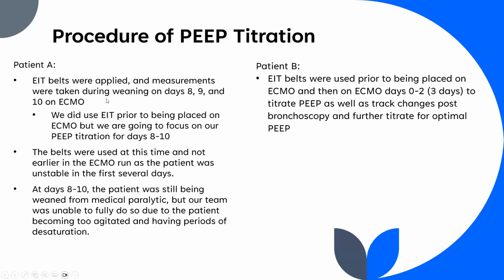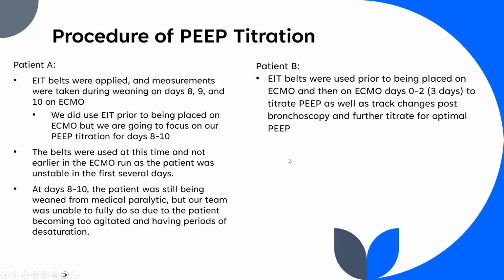So if you go here on your left side column, you can see along with me that the belts were actually applied and we were starting to wean off of our paralytic. Before we fully weaned off our paralytic, we were able to take EIT measurements on days 8, 9, and 10 of ECMO. The belts were used at this time because the patient was unstable in the first several days. On days 8 to 10, we were able to slowly wean off that paralytic, but the patient still was not creating active respirations, and so we were able to use that PEEP titration.